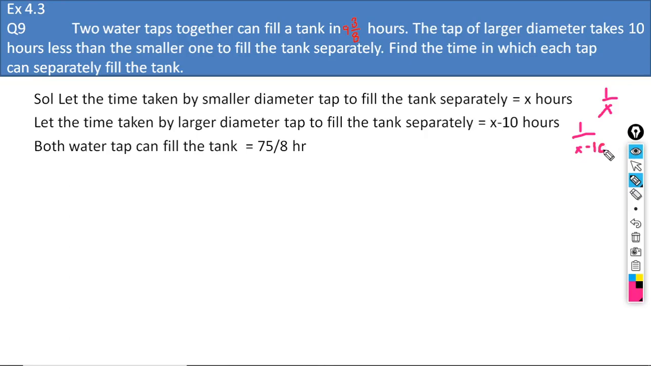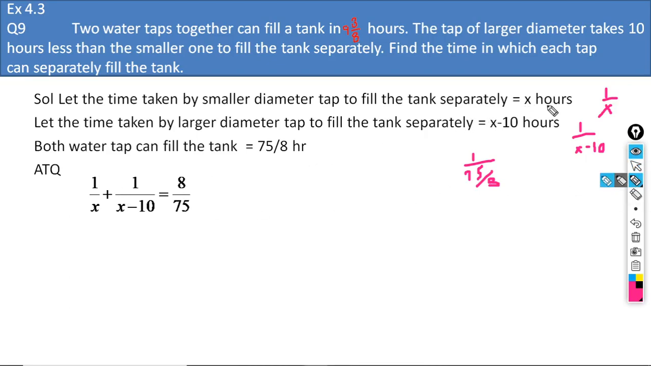If they both are running together, they can fill the tank in 75 by 8 hours. In 1 hour, how much portion will be filled? It is 1 upon 75 by 8. It means if they both are running together, 1 upon x plus 1 upon x minus 10 is equal to 1 upon 75 by 8, or by making this a reciprocal we get 8 upon 75. So from the question we will get this situation.